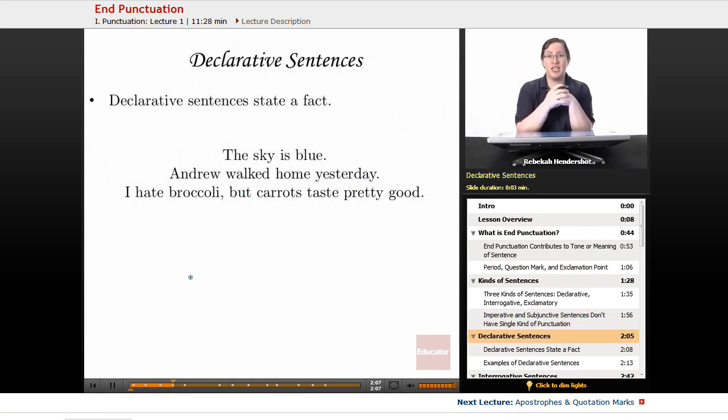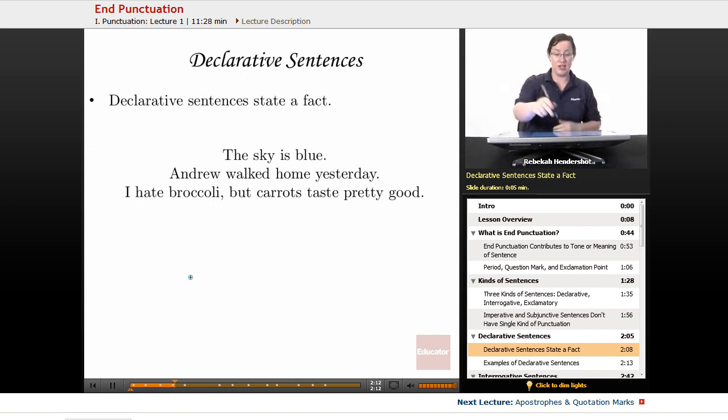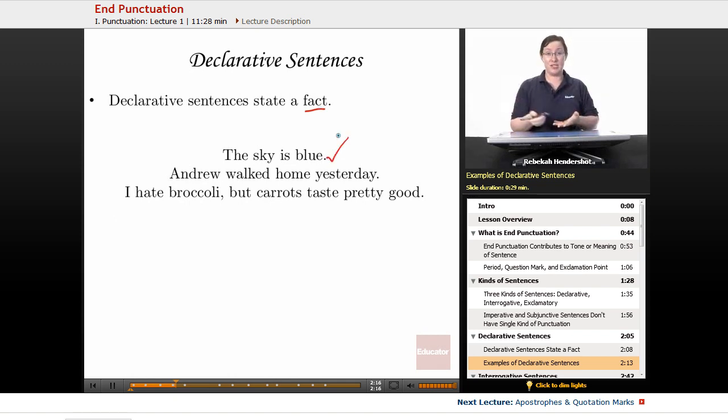Declarative sentences. These are the kind of sentences you will use most in English. They are sentences that state a fact. So, for example, the sky is blue. Well, it was last time I checked. Andrew walked home yesterday. I'll take Andrew's word for it. I hate broccoli, but carrots taste pretty good. You are saying both of those things as facts.